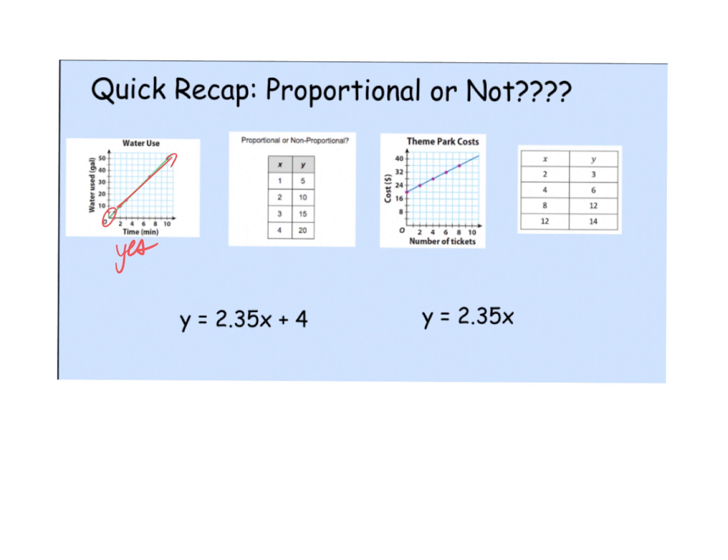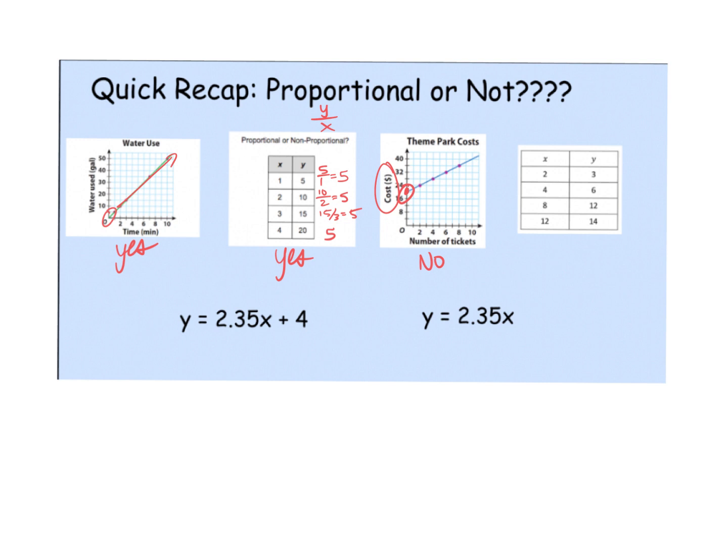Second one, one way to look at this is you can divide the y by the x. So if I do 5 divided by 1, I get 5. If I do 10 divided by 2, I get 5. 15 divided by 3 is 5. 20 divided by 4 is 5. So this one is also proportional. All right, my next one is not, because it doesn't go through 0, 0. There must be a fee to get into the theme park before the tickets.